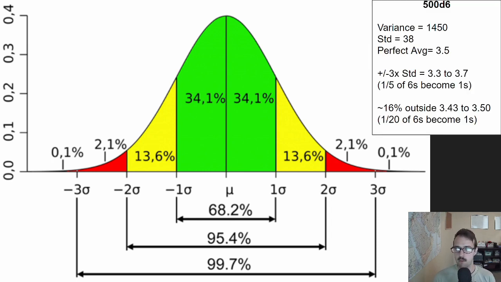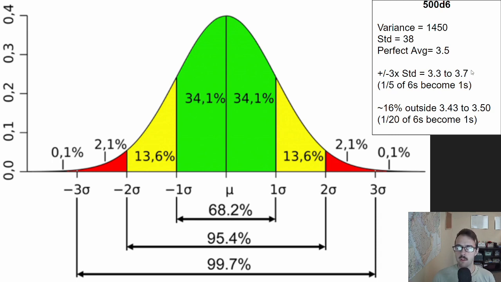If we look at a 500 d6, this is maybe roughly the number of dice rolls you're making in a game of Warhammer 40k. The variance is going to be 1450. Square root of that is your standard deviation of 38. And our perfect average of these dice we'll call a 3.5. So a plus or minus of 3 times your standard deviation on your 500 d6 will give you an average that will land between 3.3 and 3.7.